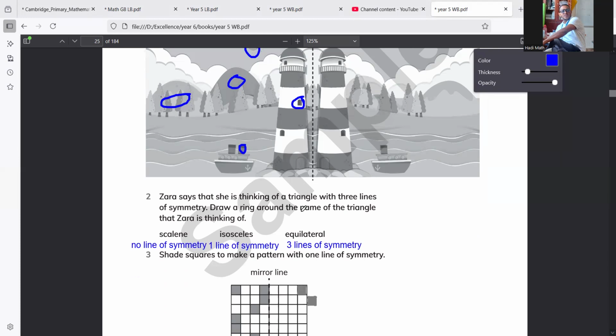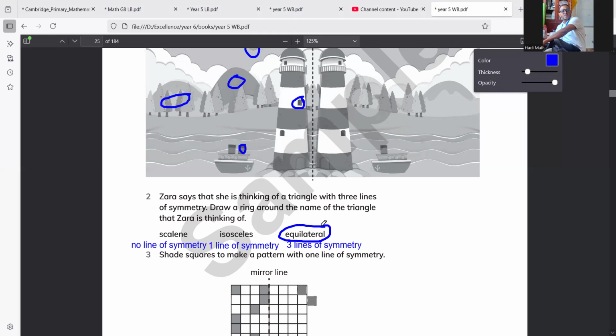Let's see how we talked about the types of triangles according to the number of lines of symmetry. We mentioned before in our studies that the scalene triangle has no line of symmetry at all, and the isosceles triangle has 1 line of symmetry. And the equilateral triangle has 3 lines of symmetry. So very clearly, Zara is talking about the equilateral triangle because the equilateral triangle has 3 lines of symmetry. And that's it.